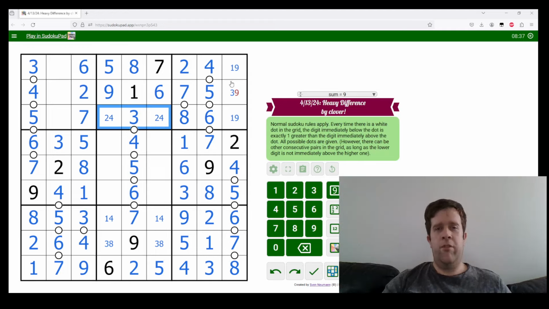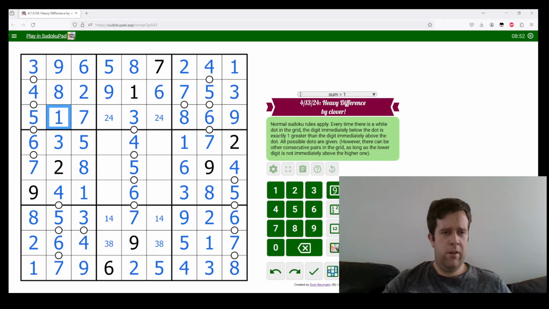9. Oh, I've just missed that naked single three for a while. Two tells us which way around this goes, because we can't put a one there, so that must be a 9 and 1. This is 9, 8, 1. 8 and 9 to go here. 9 this way tells us which way this goes.